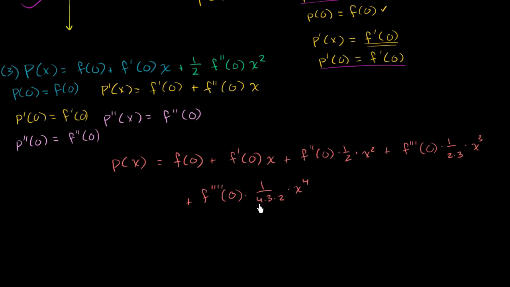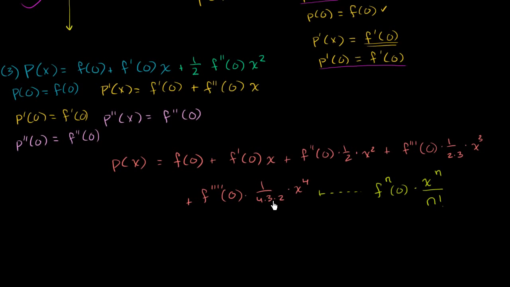And you can verify it for yourself. If we just had this only, and if you were to take the fourth derivative of this, evaluate it at 0, it'll be the same thing as the fourth derivative of the function evaluated at 0. And in general, you can keep adding terms where the nth term will look like this: the nth derivative of your function evaluated at 0 times x to the n over n factorial.